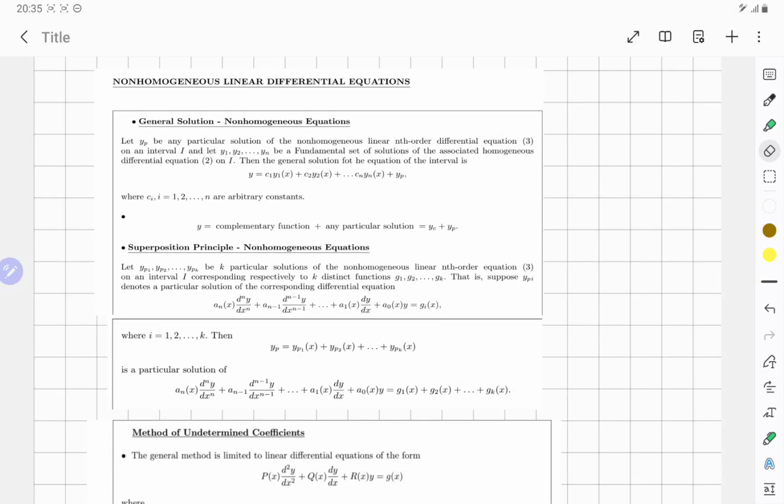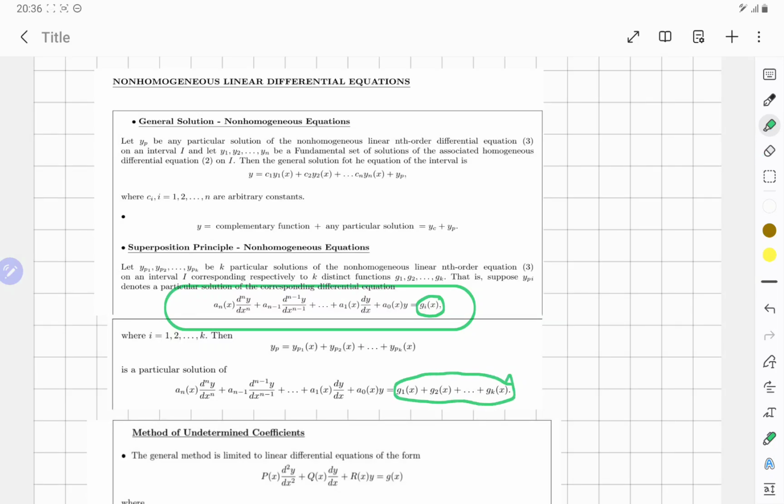We are doing non-homogeneous linear differential equations. Now in the previous video we did homogeneous differential equations. Just recall that we have a homogeneous differential equation when the right hand side is equal to 0. Now as you can see here, from now on in a non-homogeneous differential equation, on the right hand side we will get either one function or the finite sum of k functions.